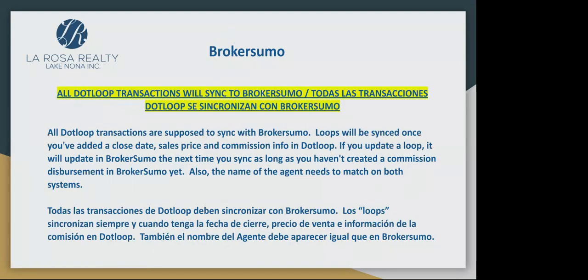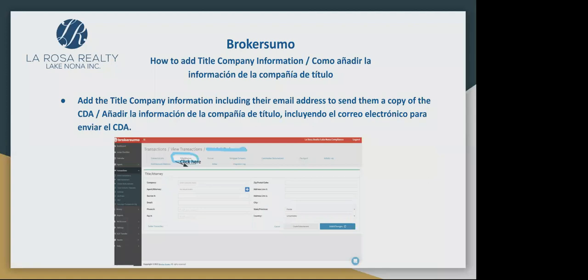Okay, so like I was telling you, all transactions from broker sumo and that loop sync. But in order for that, you need the information of the lenders, the title company, your commission information, and your name has to be just like it is in broker sumo. So your name in that loop has to be the same as it is in broker sumo. El nombre que tienen en that loop tiene que ser igual al nombre que está en broker sumo, because if not, the transactions aren't going to sync. Okay. If you have any questions, you can stop me.